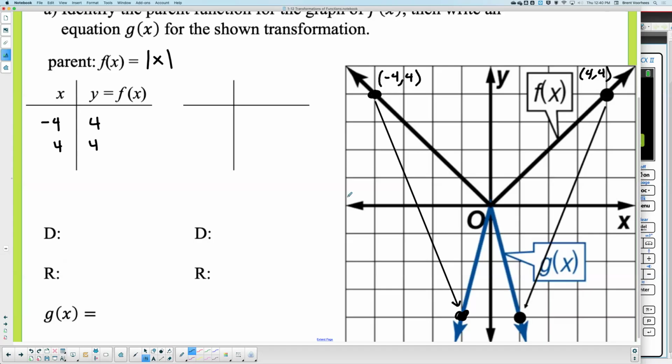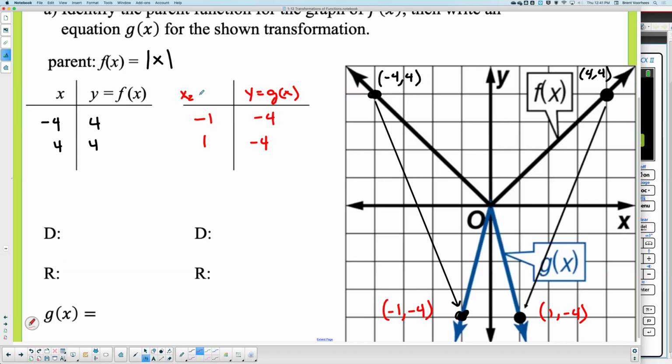Now over here, let's talk about the transformed graph. This time, I'm just going to do x and y equals g of x. Tell me about the location of this point right there. -1, -4, good. And what about this point there? +1, -4. You know what? Just to stay consistent, maybe I should stay with the x2.